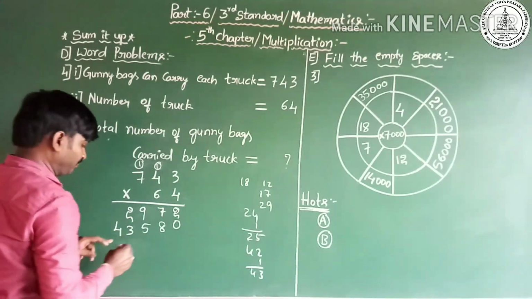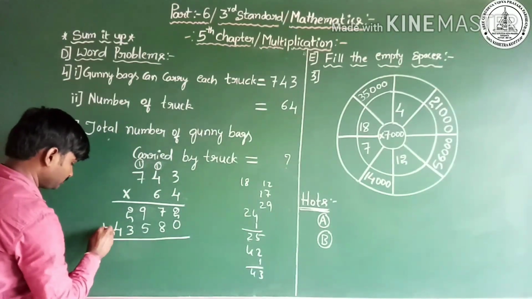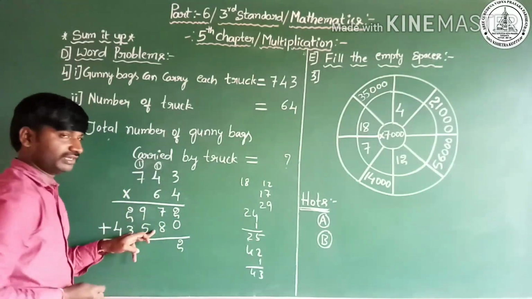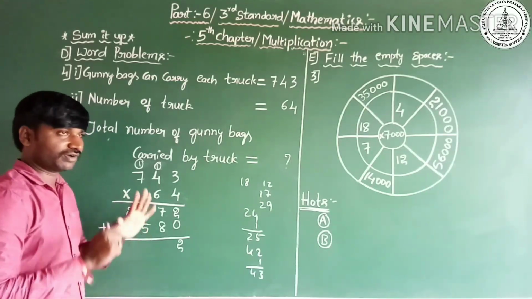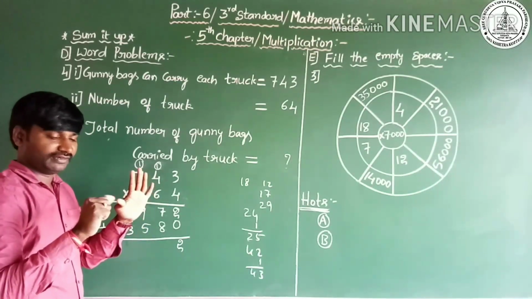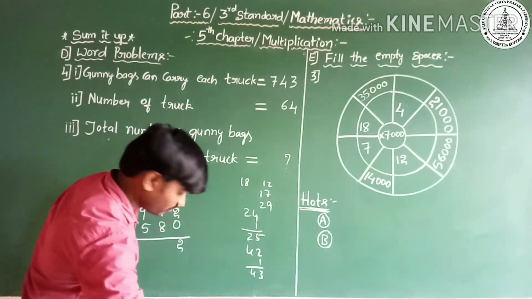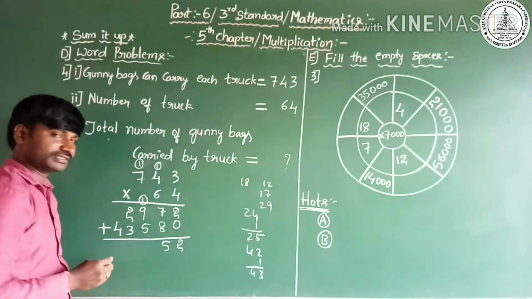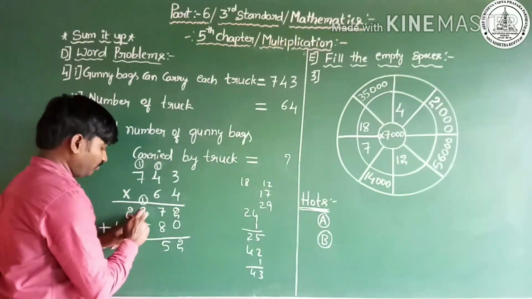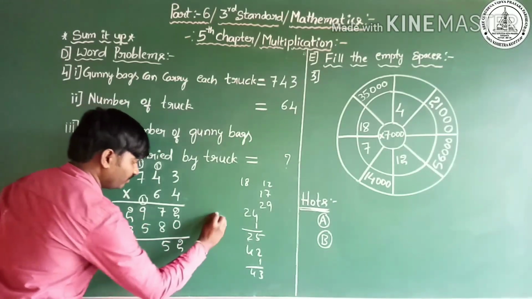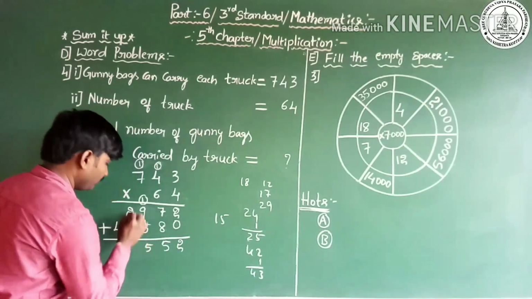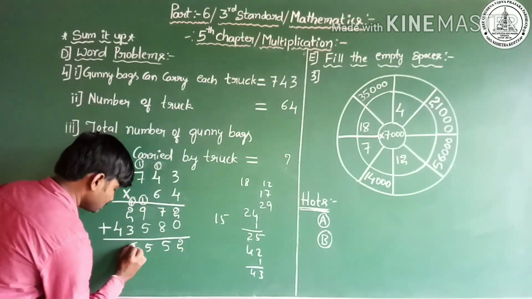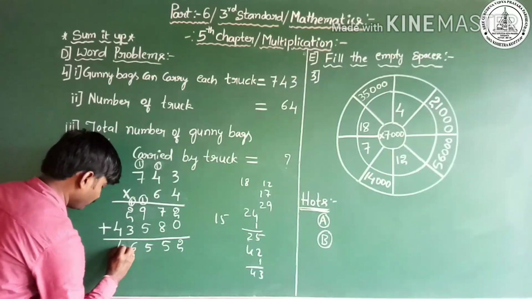Now you add these two numbers. 2 plus 0 is 2. 8 plus 7, keep 8 in your mind, then 9, 10, 11, 12, 13, 14, 15. 15 is the answer. 1 is carry over, 5 is here. The next 1 plus 9 is 10, 10 plus 5, 15. 5 is here, 1 is carry over. The next 1 plus 2, 3, 3 plus 3 is 6. The next 4 as it is, 4.